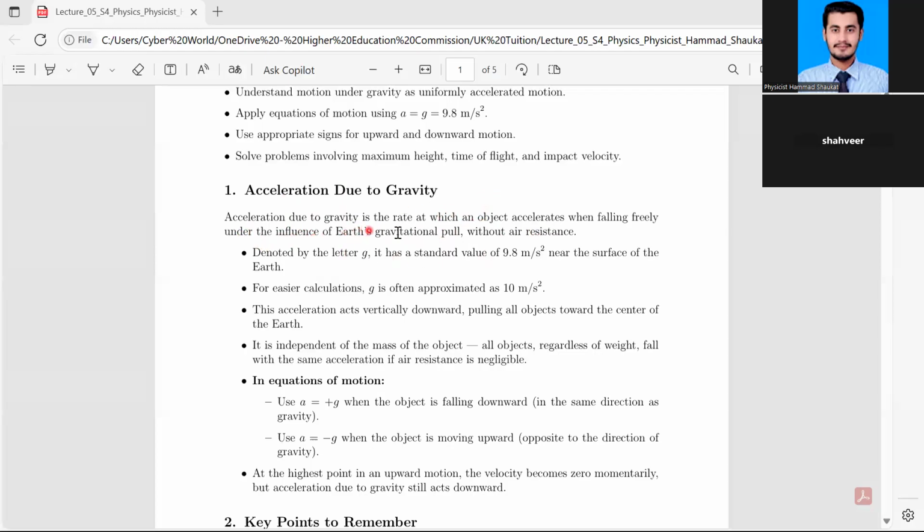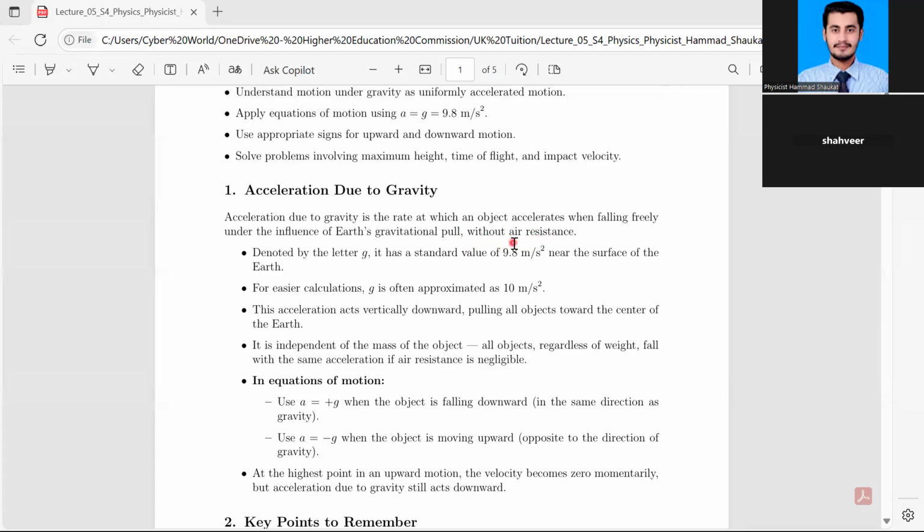Acceleration due to gravity is basically the rate at which objects accelerate when falling freely under the influence of the Earth's gravitational pull. You know that gravity always pushes your objects downward. If gravity is pushing your objects downward and they start accelerating, this type of acceleration is called acceleration due to gravity, or you can use a specific name, which is the gravitational acceleration. But you must ignore the air resistance.